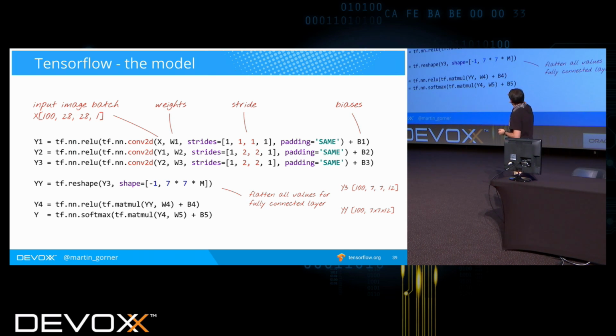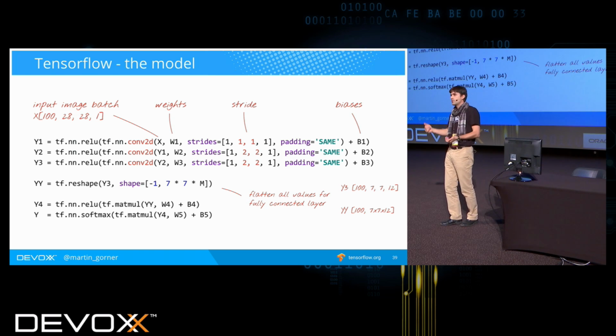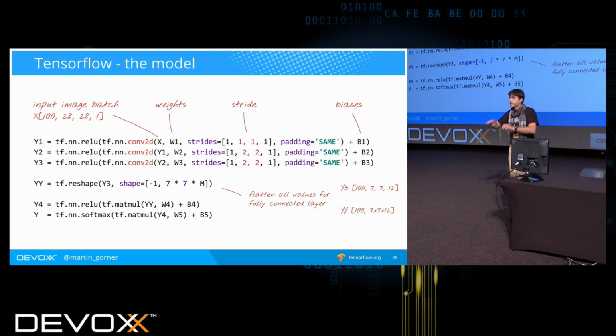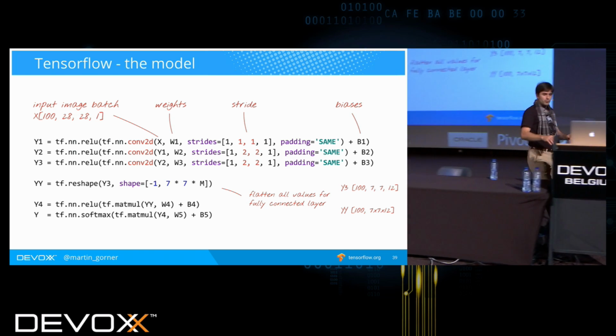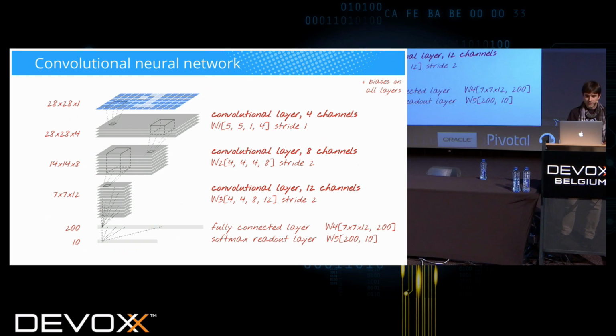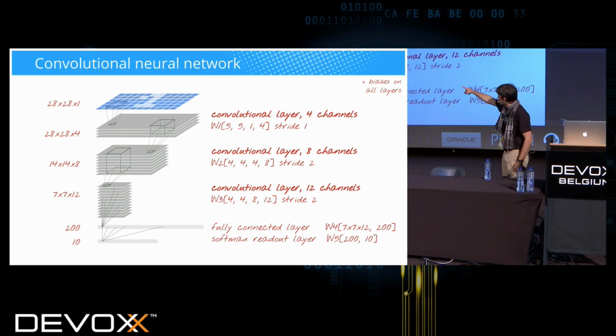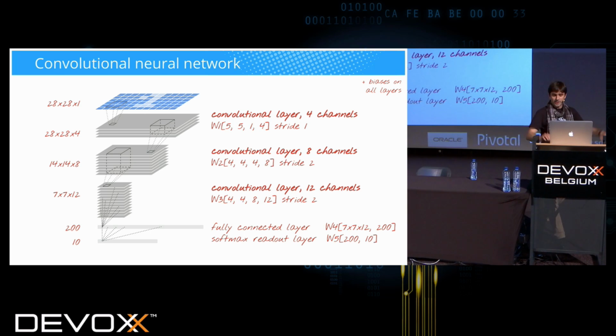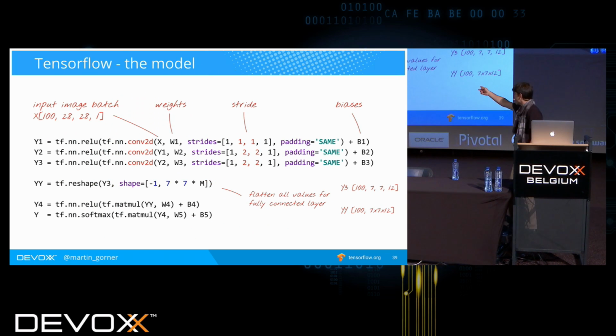Of course, once I have done this, I feed the result through my activation function, which is the ReLU. So I have my 3 convolutional layers. Then I need to reshape the outputs to get into my fully connected layer. You see my cube of 7 by 7 by 12 values. I need to put it in one linear vector. That is what reshape does.